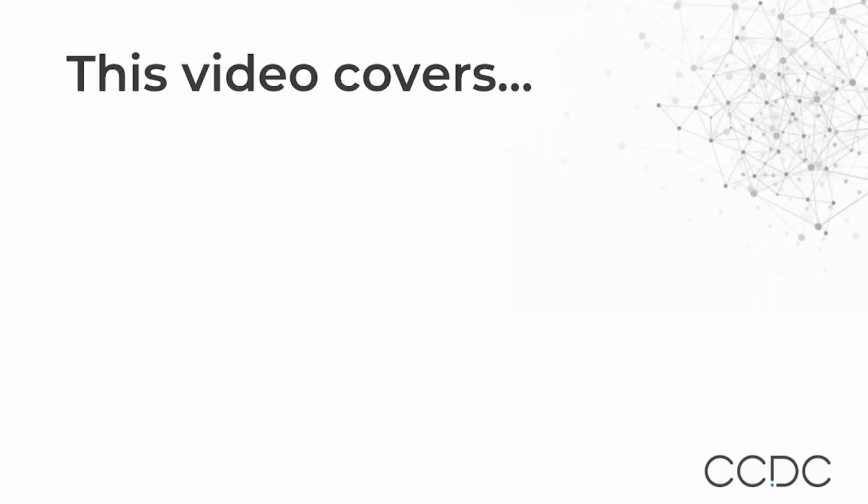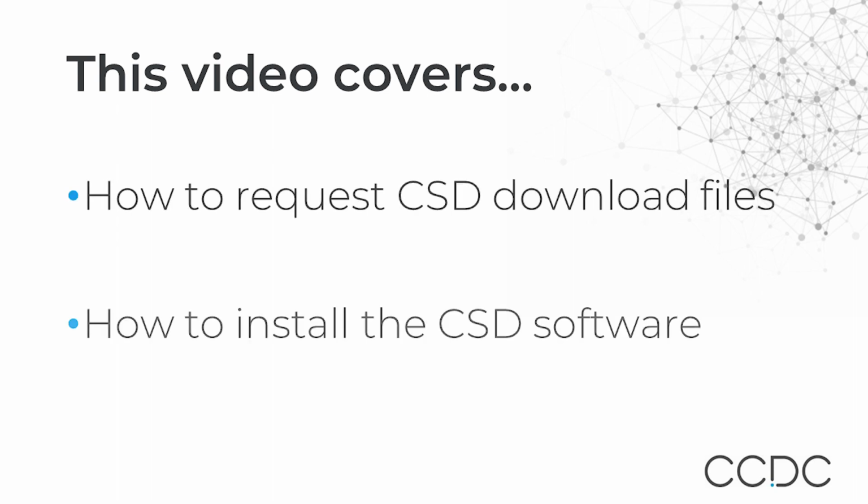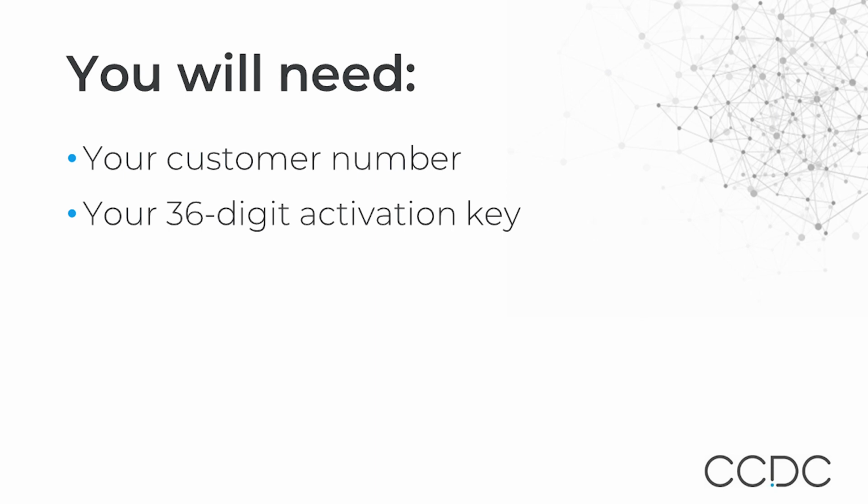In this video, I will show you how to request the download links for the CSDS portfolio and the installation process. To begin, you will need your license details, specifically your customer number and 36-digit activation key. This information is typically provided to your site contact.